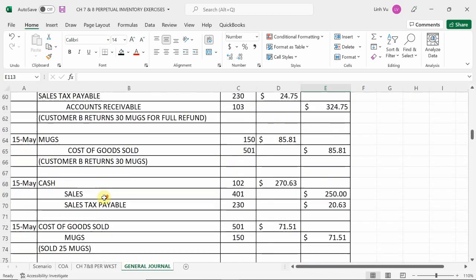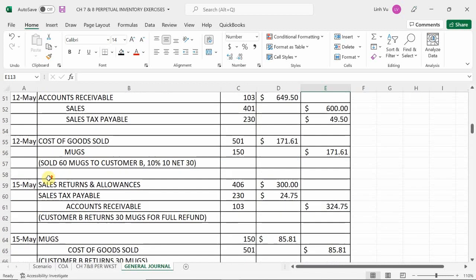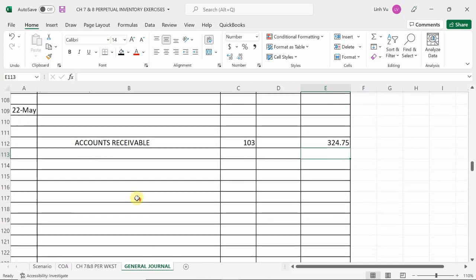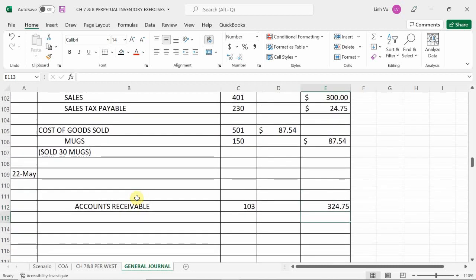We sold to customer B on May 12th. We also gave customer B some terms. If they pay within 10 days, we're going to grant them a 10% discount. Now, in this case, 10 days from the 12th is the 22nd. When is customer B making their payment? They're making their payment on the 22nd of May. So in this case, they made the discount. So therefore, we need to adjust for the sales discount, okay?